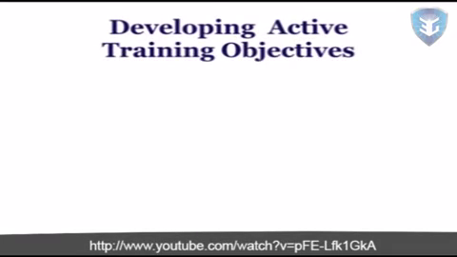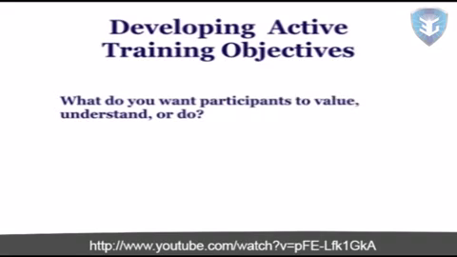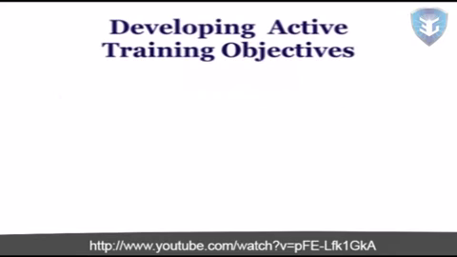Welcome to this presentation on developing active training objectives. So the question we really want to address as we put together our objectives is, what do you want your participants to value, understand, or do? As you think of the objectives of the training program, these really are the pillars of your program. Don't consider them like straitjackets, like this is it and that's the only thing, but they're actually what hold up your training program. They are the objectives or outcomes you're looking for your participants to come away with, to have a competency or outcomes as a result of being in your program.